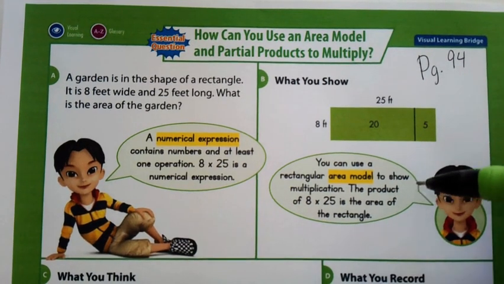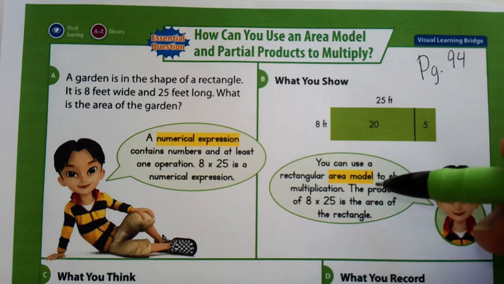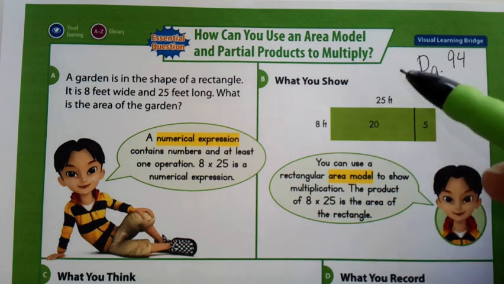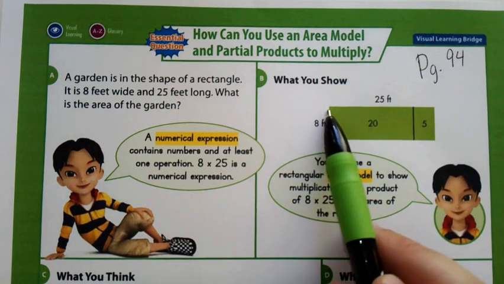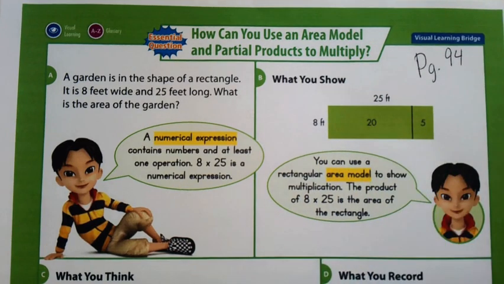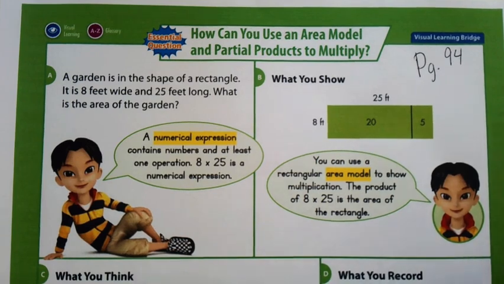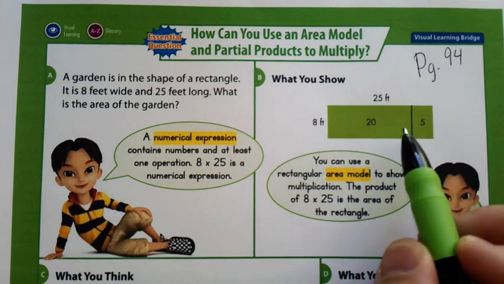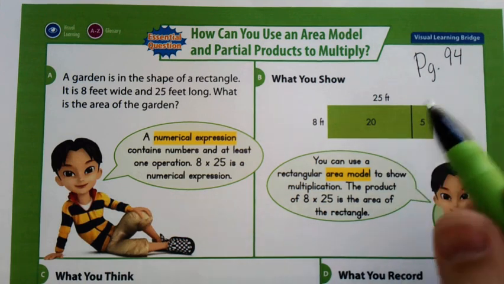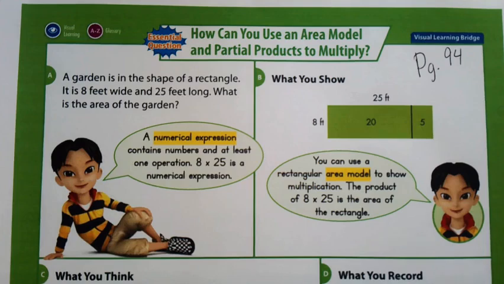Now over here it says area model. We can use a rectangular area model to show multiplication. The product of 8 times 25 is the area of the rectangle. Area just means the inside of our shape. All right. So here they've drawn a picture of it, right? So it's 8 feet wide and it's 25 feet long. All right. So the way that we're going to use area model is we're going to break apart our larger number into two separate parts so that way we can multiply those instead of having it be much larger numbers.